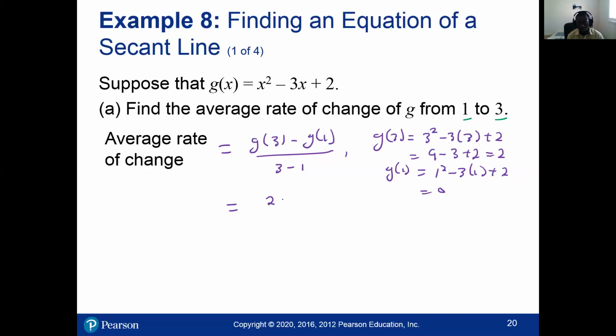So the average rate of change for this is going to be 2 minus 0 divided by 3 minus 1, which will give us 2 over 2, which is 1. Okay, so if you have to find the equation of the line joining these 2 points, we can write it in the next slide.